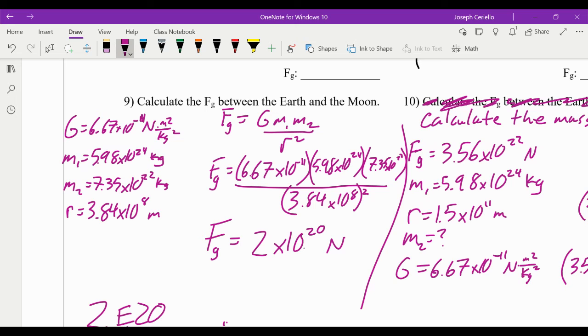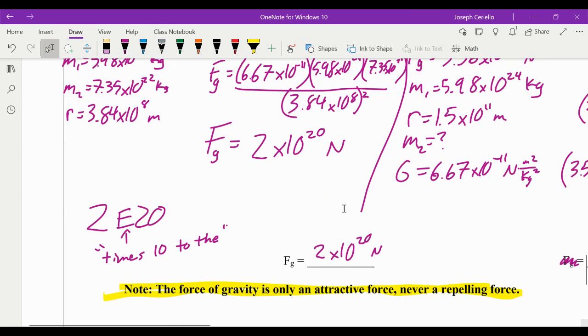Work on that. Make sure you can get that answer in your calculator. If your calculator gives you this E, that means times 10 to the. So 2E20 means 2 times 10 to the 20 newtons.